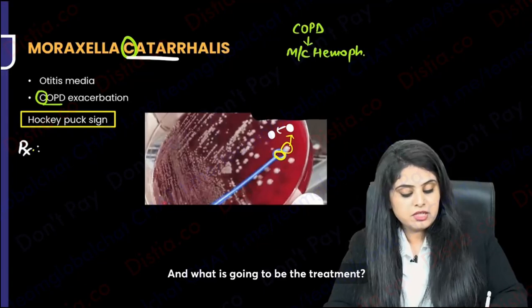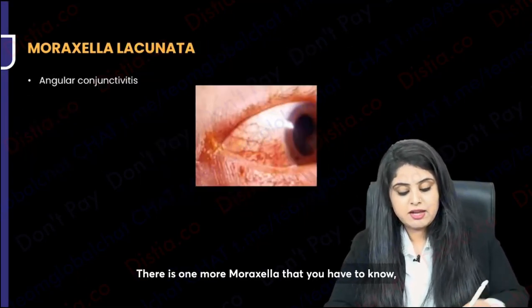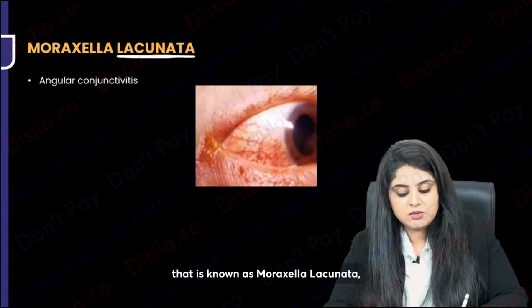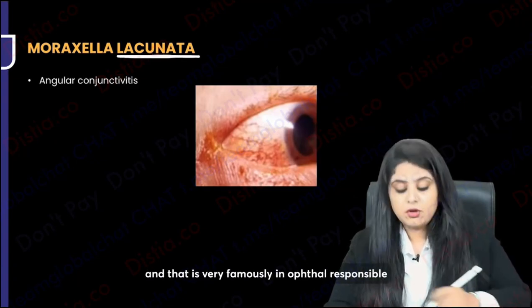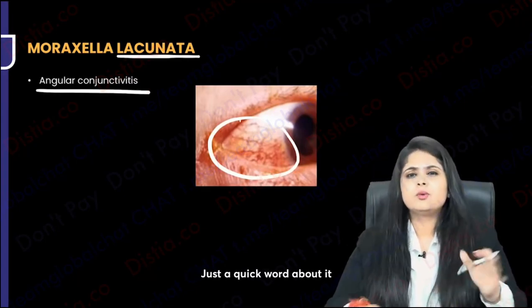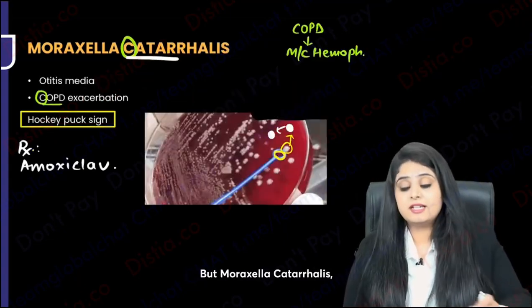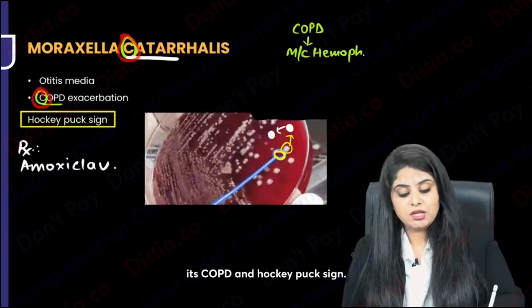And what is going to be the treatment? Amoxiclav is the treatment for Moraxella catarrhalis. There's one more Moraxella that you have to know, that is known as Moraxella lacunata, and that is very famously in ophthalmology responsible for causing angular conjunctivitis. Just a quick word about it that I wanted to remind you from ophthalmology. That's about it. But Moraxella catarrhalis, it's COPD and hockey puck sign.